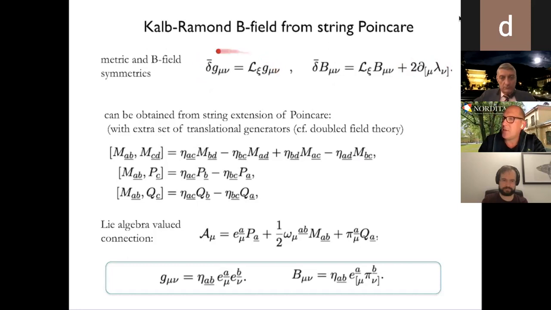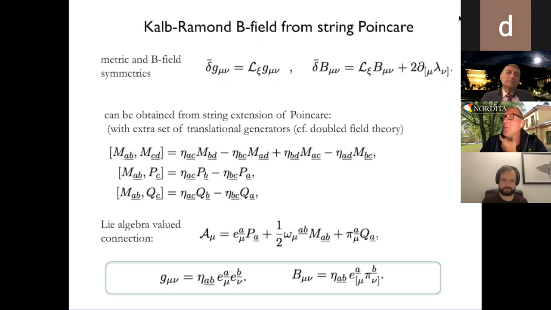Just like this can be gotten by a certain gauging procedure of the Poincare algebra. It's not direct gauging, but it's a gauging procedure where you transform, say, the local translations that the Poincare algebra has. You transform those into diffeomorphisms. Now we want to do something more. We don't only want to have diffeomorphisms, but we also want to have the gauge transformations of the B field.